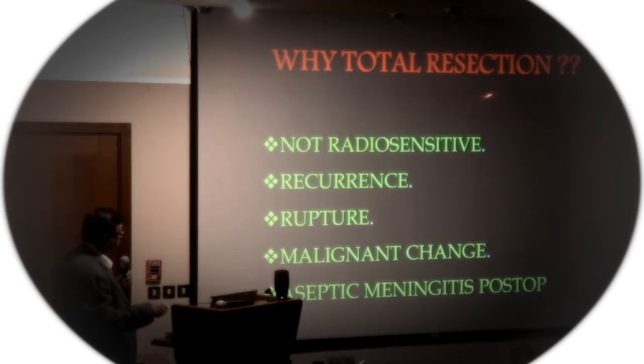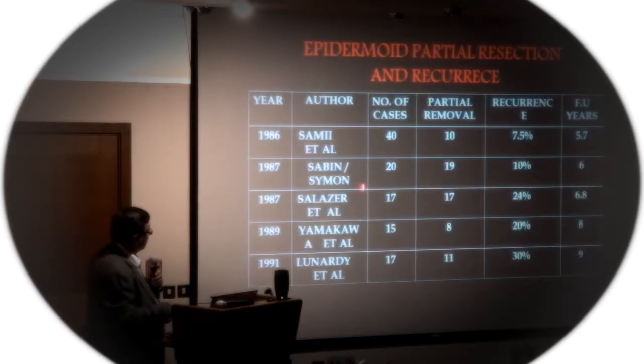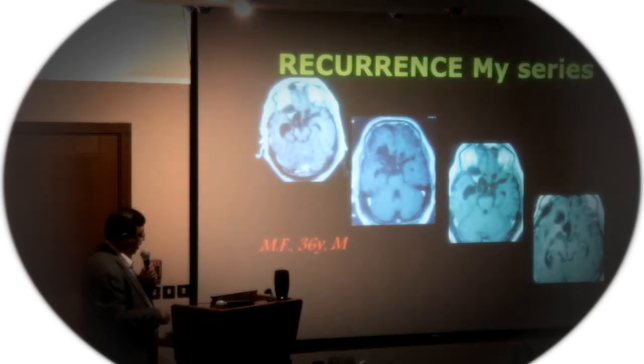Why should we go for total resection? Because they are not radiosensitive: to prevent recurrence, to prevent rupture, to prevent malignant change, and to prevent aseptic meningitis. These are the cases of partial removal and recurrences reported by the authors. So even the big shots, like Simon, Sami, Landry, all these people, have them.